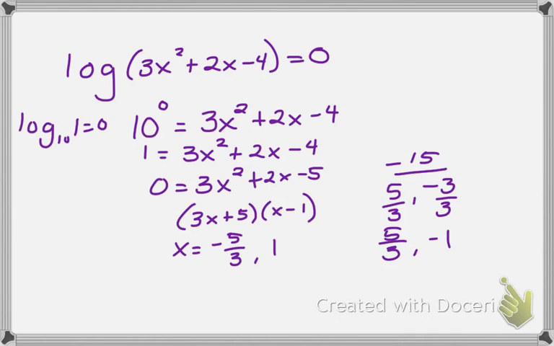But now let's plug in negative 5/3, and I'm going to use my calculator to evaluate that. So 3 times negative 5/3 squared plus 2 times negative 5/3 minus 4 gets me 1. So does that one also check out? Yes, so they both are solutions. So you just need to be careful to make sure that neither of those gets you a negative 1, because then that would not work out.